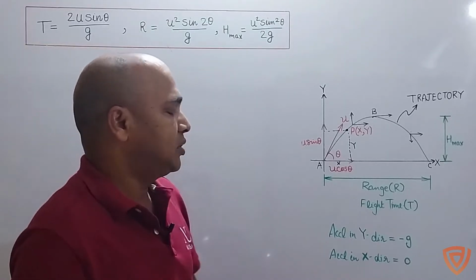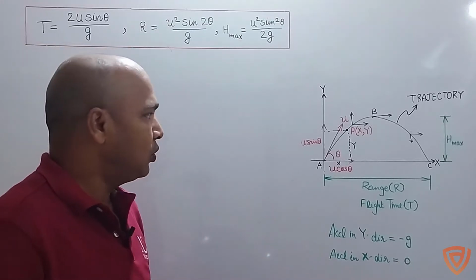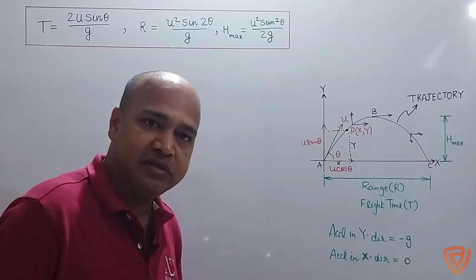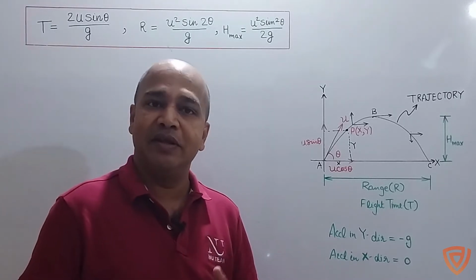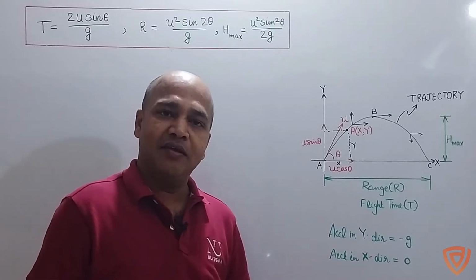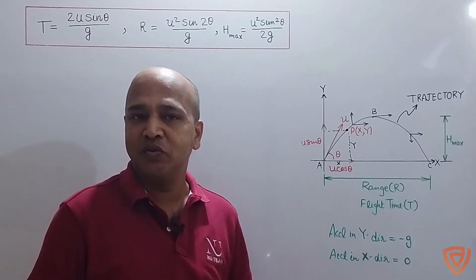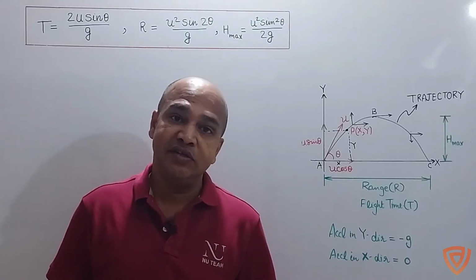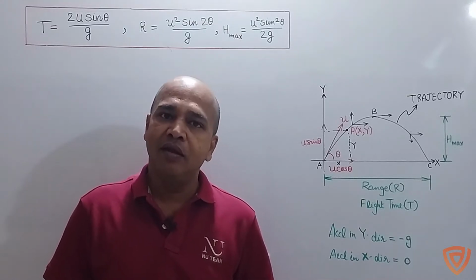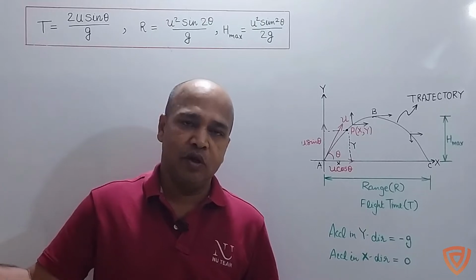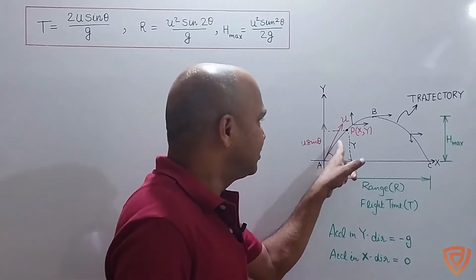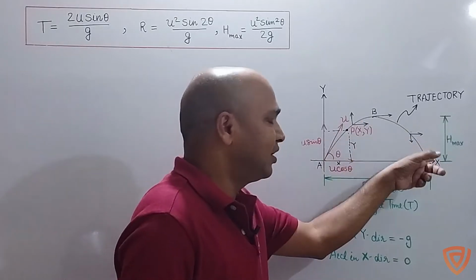Now let's see. When it comes to the equations of motion, we all know those equations: v is equal to u plus at, s is equal to ut plus half at square, and v square is equal to u square plus 2as. Those equations we can use when acceleration is uniform and the object is traveling in a straight line. We cannot use them for this kind of parabolic trajectory.